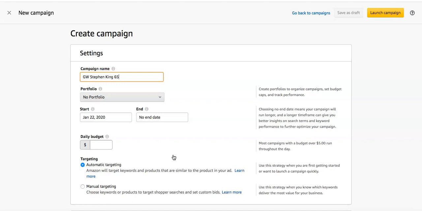Portfolio, you don't need to worry about until you have a lot of books in a series and a lot of ads running, and you can create different portfolios for different series. I only just started using them, and I don't think it's necessary to teach you about that right now.